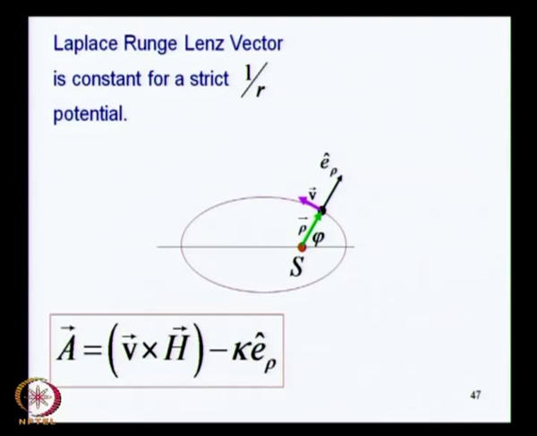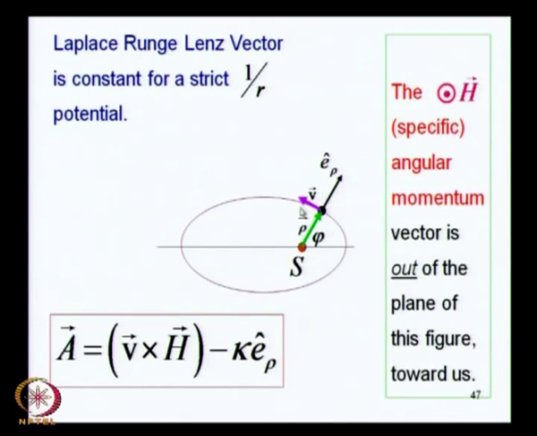Now, let us have a look at the direction of the Laplace Runge-Lenz vector. This direction is of course given by v cross h minus kappa e rho. So, this is the direction of e rho, this is the direction of the velocity of this planet going around the sun. The angular momentum is out of the plane of this figure toward us, the manner in which this planet is going in this plane. So, this is the direction of the angular momentum, which is seen by an arrow which is perpendicular to the plane of the screen pointed toward us.